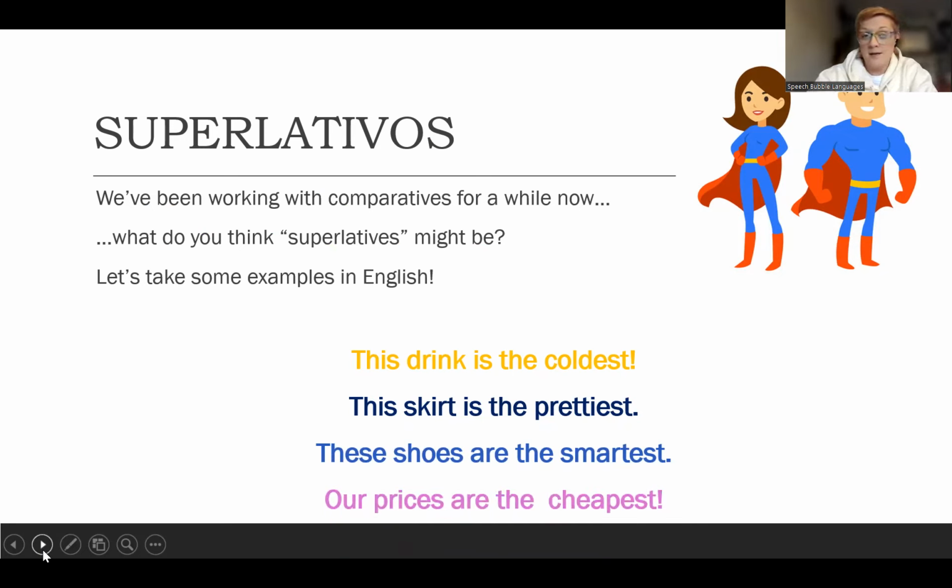You've spotted then in English, there's a similarity with our superlatives, that est at the end of an adjective. So out of all of the drinks that have an option for them, one of them is the coldest. Out of all of the skirts, you believe that one of them is the prettiest. These shoes you're looking at are the smartest of all of the shoes that are available. And of course, our prices are the cheapest. That shop believes that they're the cheapest prices in comparison with all of the rest of the shops you could go to. So hopefully that's giving you an idea in English as to what superlatives actually will be.